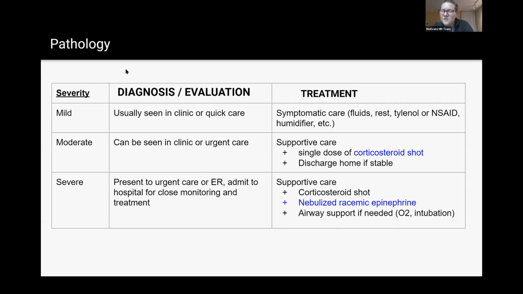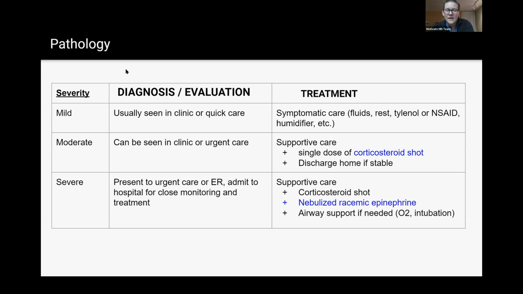So for mild, you'll just do symptomatic care, and that's encouraging good fluid intake to prevent dehydration, encouraging lots of rest, taking medicines to help relieve pain like Tylenol or Advil, NSAIDs, Motrin, stuff like that, using a cool mist humidifier at night. Just things that will help them feel better, but it's not actually going to do anything to clear the infection faster.